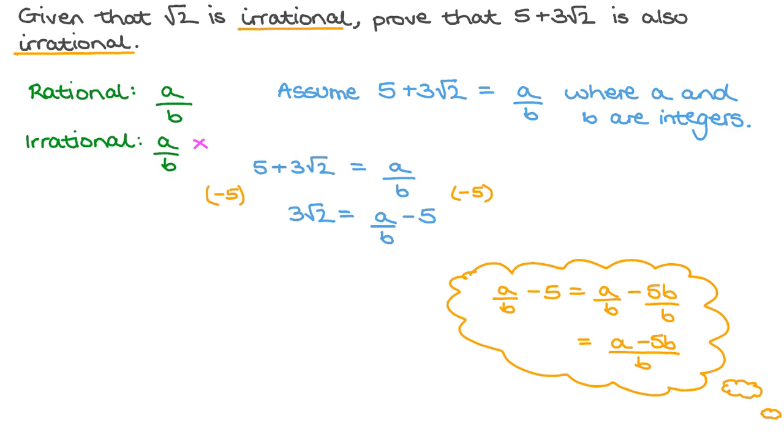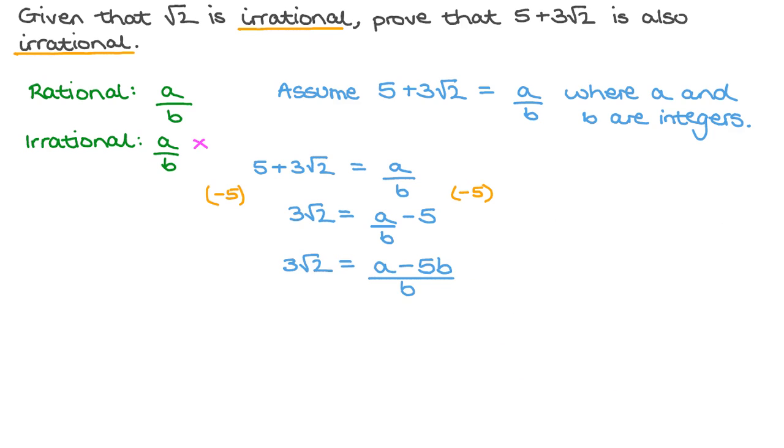So we have a over b minus 5b over b, and as the denominators of these two fractions are the same, we can subtract the numerators, and it simplifies to a minus 5b all over b. We have then 3 root 2 is equal to a minus 5b all over b, and the next step in rearranging to give an expression for root 2 is to divide both sides of this equation by 3.